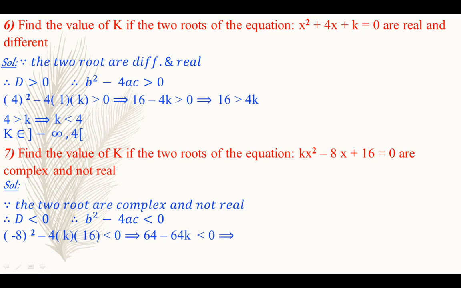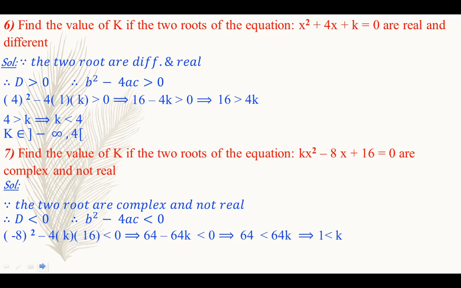Negative 64k will go to the other side, so it will be 64 smaller than 64k. Here we want to find the value of k, so we are going to divide both sides of the inequality by 64. So you will find that k is bigger than 1. So k is all the numbers belonging to R which are bigger than 1. So k may be equal to 2 or 3, 4, 5, 6, 7 and so on. How can we write this? We can write this in the form of an interval, k bigger than 1. So k belongs to all the numbers bigger than 1, from 1 open to infinity.